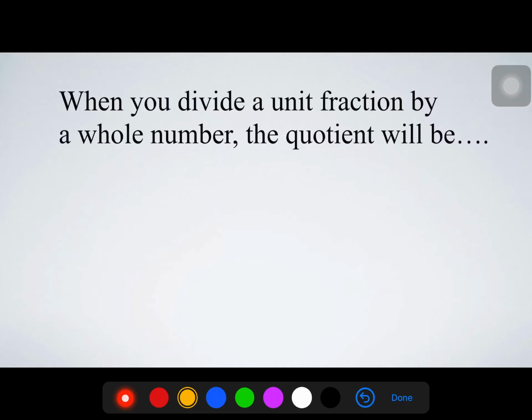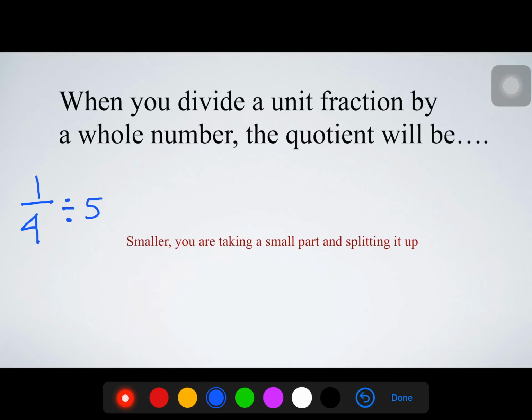Let's move on to the lesson. I want to refresh your memory. If you're taking a unit fraction, remember, any fraction that has 1 as a numerator is a unit fraction, say 1/4, and I'm dividing that by a whole number, my quotient will be larger or smaller. It's going to be smaller. I'm taking a small part, this 1/4, and I'm splitting it. I'm dividing it into pieces. Okay.